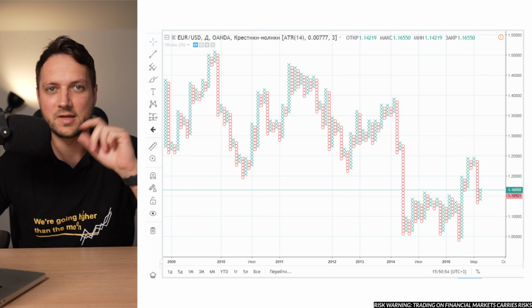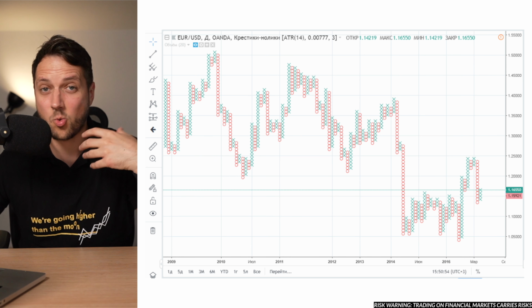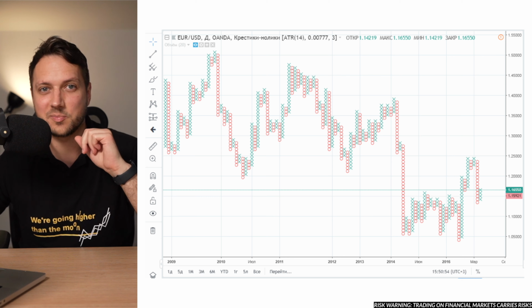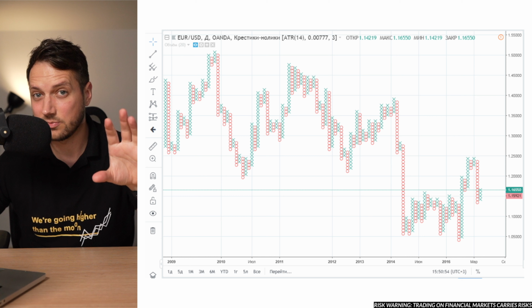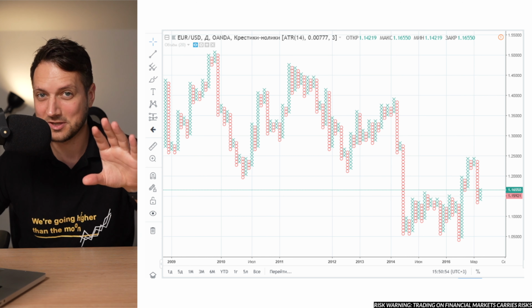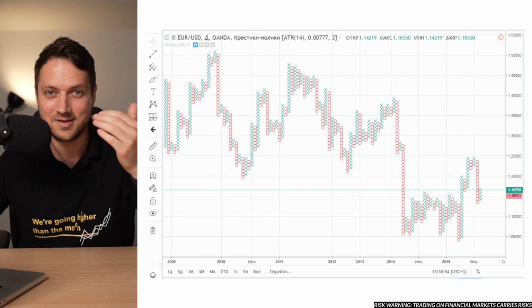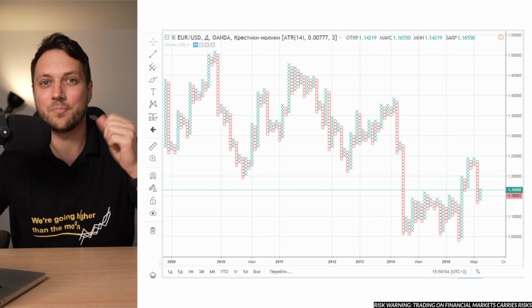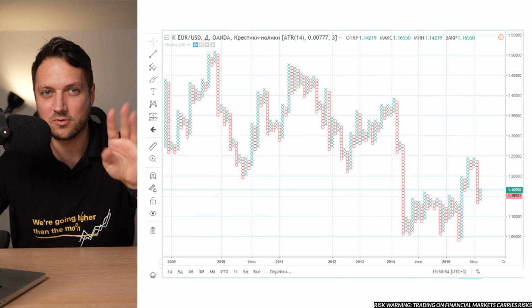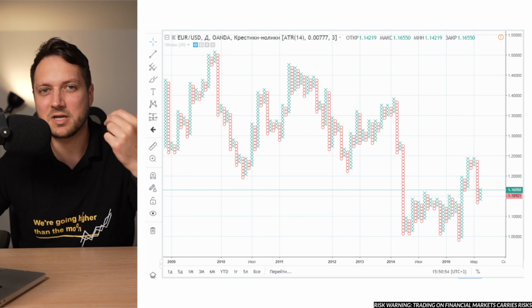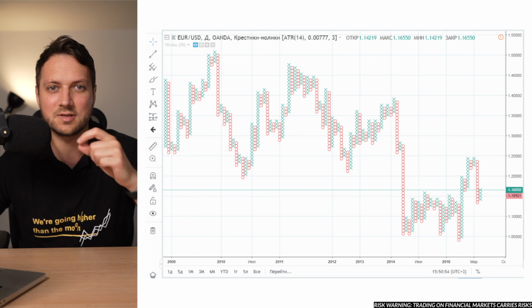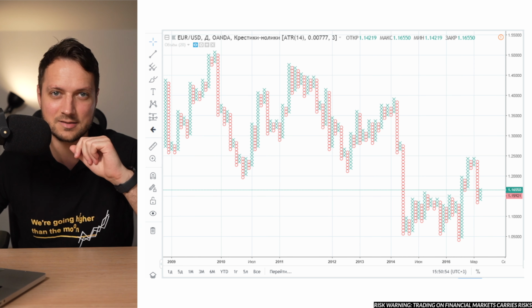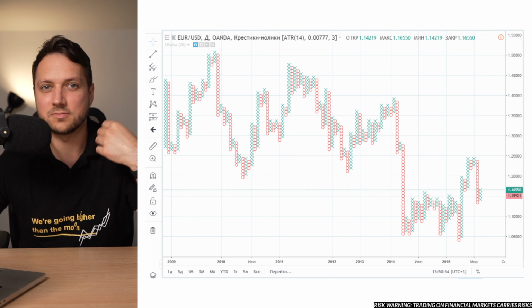Point number three, signals in the point and figure chart are quite simple. When an O box appears following a column of X's, it is a sell signal. If a new X box appears, and don't confuse it with a console, after a column of O's, a new uptrend begins, and so it is a buy signal. Point number four, support and resistance levels are especially important in point and figure chart. As it doesn't display highs and lows, these are clear horizontal lines. So when the price breaks them out, it is a signal to enter a trade.